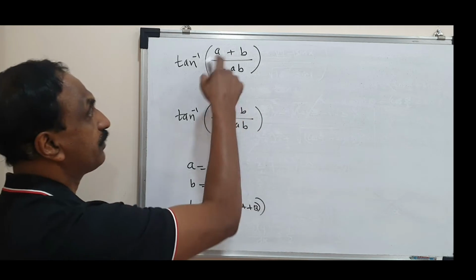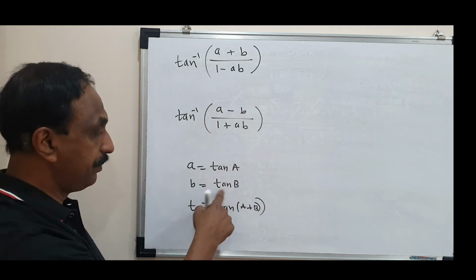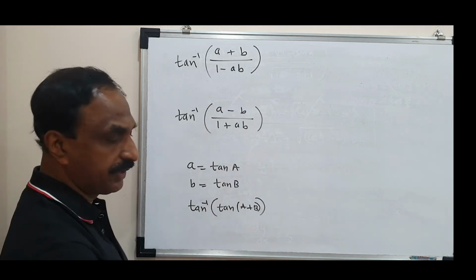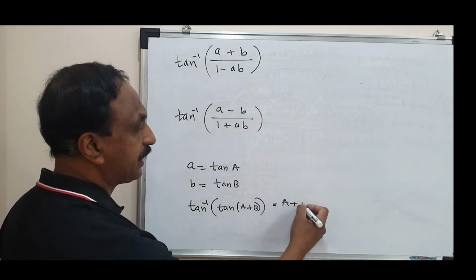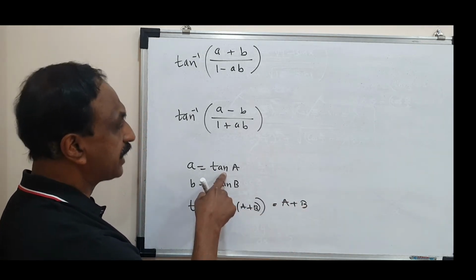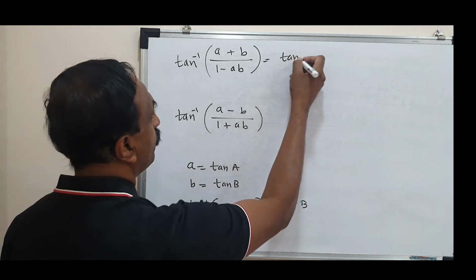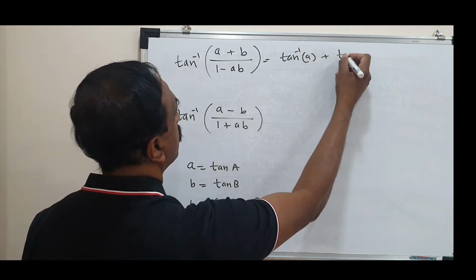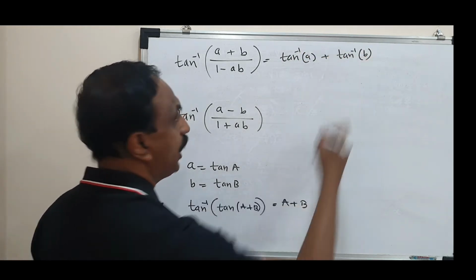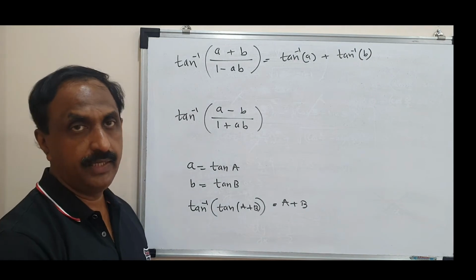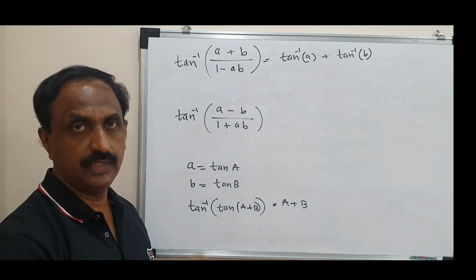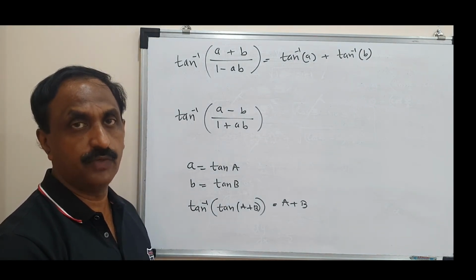It would be the expansion of tan(A plus B) if I replace A by tan A and B by tan B. Tan inverse and tan will get cancelled. You will be left with A plus B, and A is nothing but tan inverse A, and B is nothing but tan inverse B. Anyhow, the detailed formulae will be taught to you in the chapter known as inverse trigonometric functions.